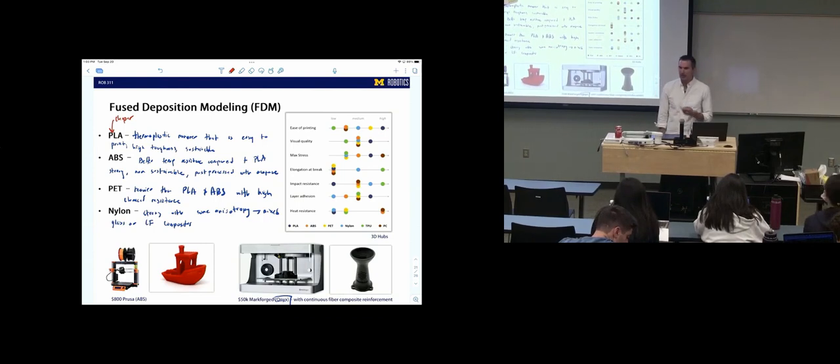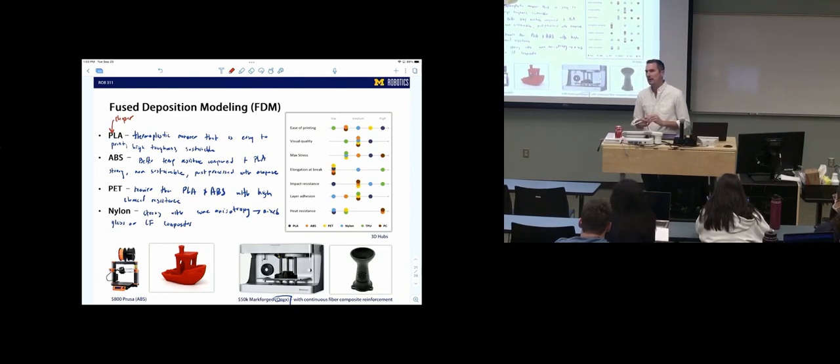I think it's maybe brittle. Do you guys know what's the downside of polycarbonate? Yeah, I never see it being used. I think it's brittle. I think it might also be UV sensitive.